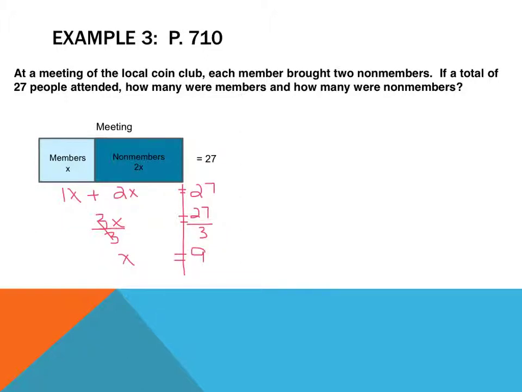So x equals 9. So you have to go back to what x represents. x represents the number of members. So that means there's 9 members. And there's twice as many non-members. There's 2x non-members. So there's 18 non-members.